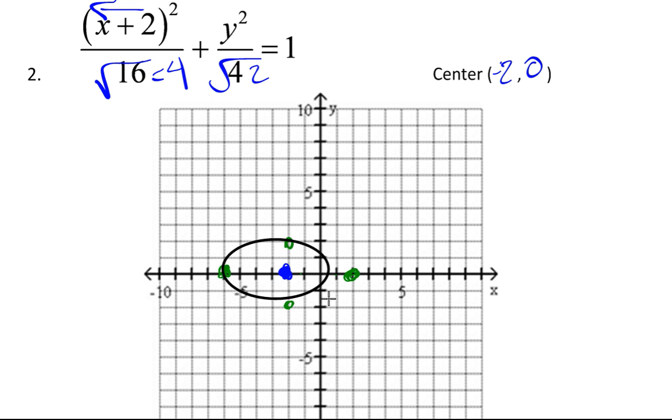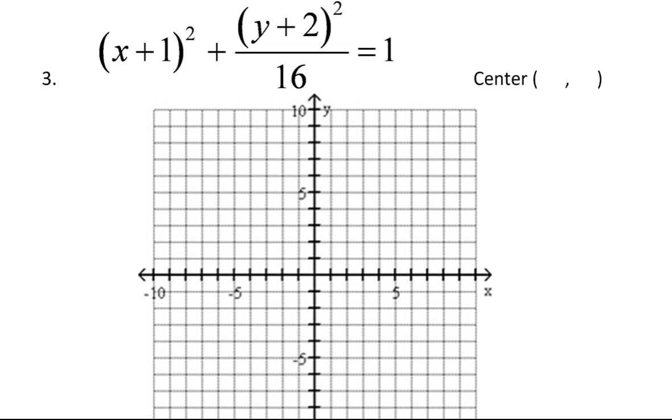So easy to do. The only thing that's really tricky about this entire unit is at the end being able to tell which ones are which when they're all jumbled together on a test.